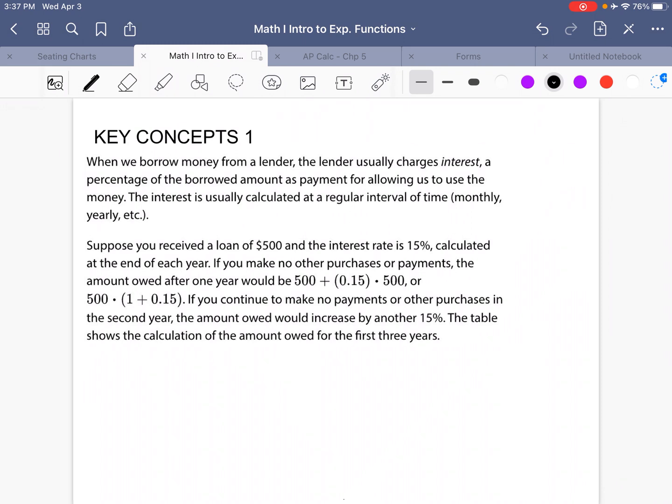So when we borrow money from a lender, the lender usually charges interest, a percentage of the borrowed amount as payment for allowing us to use the money. Interest is usually calculated at a regular interval of time, monthly, yearly, quarterly, that kind of stuff.